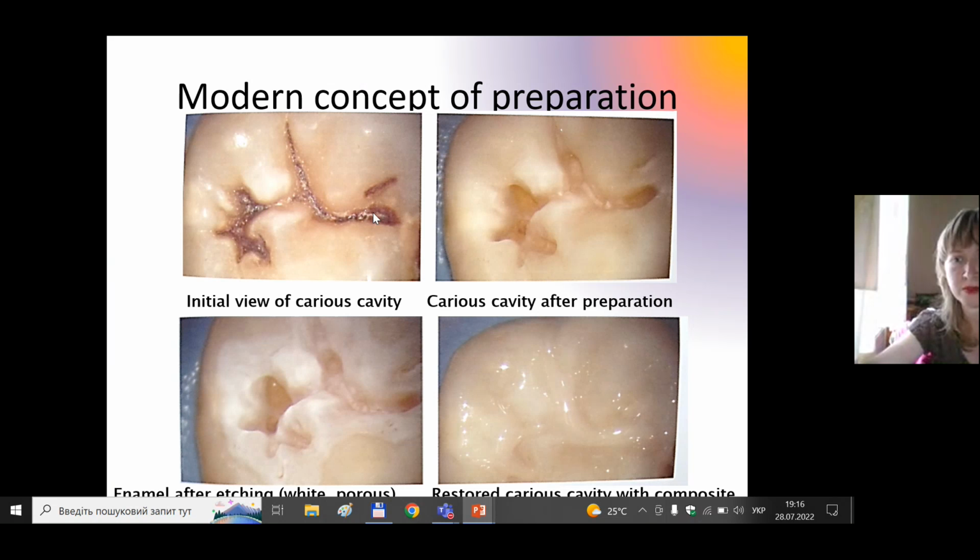And this is an example. So, tooth decay in the occlusal surface in fissures, and this is the cavity prepared for restoring with composite material. Such a free shape, no special design, just cutting of decayed tissues. Here it is after etching with etch gel. It is white and porous. And here it is after restoration with resin light cure material.